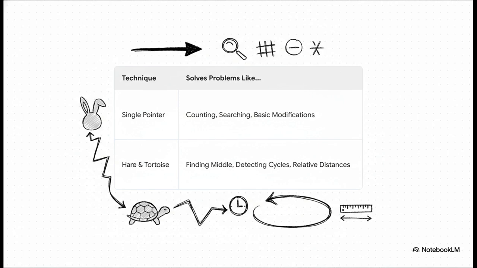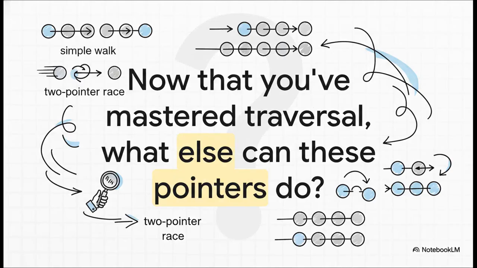It's about recognizing the shape of the problem. By really understanding these core patterns, the simple walk and the two-pointer race, you've pretty much unlocked the ability to solve a whole class of linked list problems. So the question I want to leave you with is this. Now that you've mastered traversal, what other complex list manipulations can these pointer patterns help you solve?